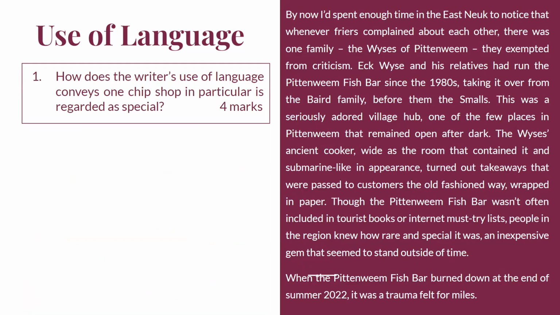Another paragraph here, and how does the writer's use of language convey one chip shop in particular is regarded as special? So what you're going to do is you're going to read it through and you're going to have a go at this question. You read it, you're going to identify the techniques that you think are connected to this question of how this one chip shop is regarded as special. You're going to quote and explain or identify technique and explain, and you're going to do that at least twice for me, and then you'll check you've got your answer correct. So I'm going to shut up now and you're going to pause and you're going to have a go at this, and I will catch you on the next slide where you can compare your answer to my answers.